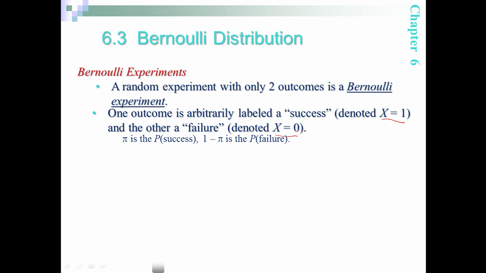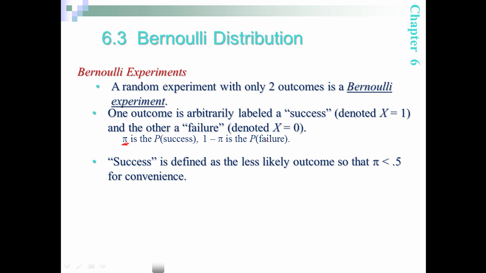And so we can talk about the probability of success and failure in terms of pi. So pi is a Greek letter, so that shouts parameter. And so we say pi is the probability of success, which means 1 minus pi is the probability of failure. Sometimes the convention is taken that the success is defined such that pi is less than 0.5 for convenience. That's not always going to be the case, but I guess we'll go with that for now.